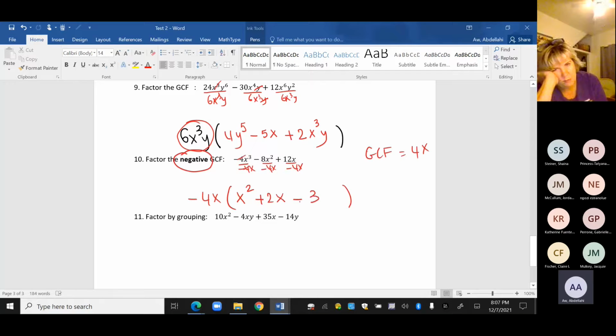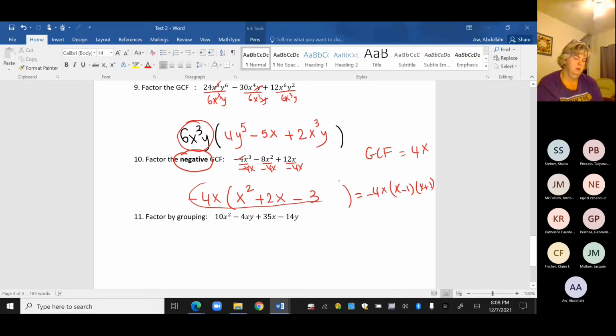If you don't continue, I still give you the credit, but some people did continue because they said x squared plus 2x minus 3 factors as x minus 1, x plus 3. But everybody who stopped right here, I gave them credit also, because my point of asking was to see how you're going to deal with the negative GCF.